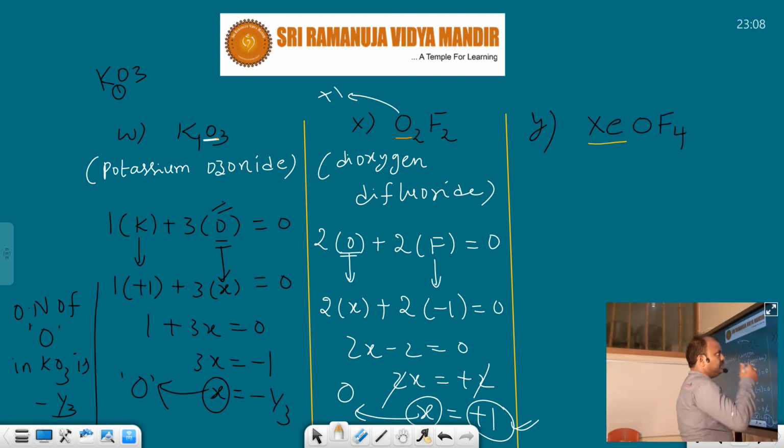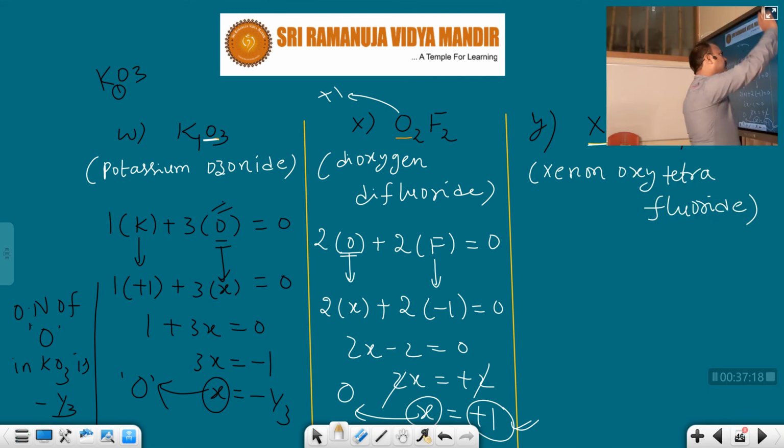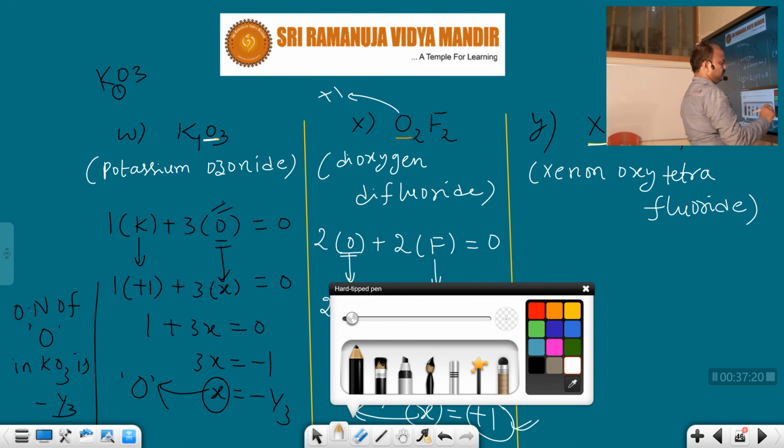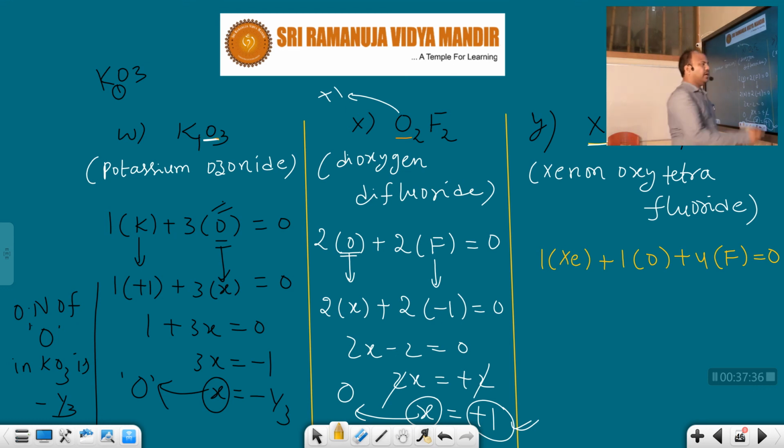Next one will be given, xenon oxy tetrafluoride. Compound name what is? Xenon oxy tetrafluoride. In this compound we have to find the oxidation number of xenon. How to do it? XeOF4. So 1 xenon, 1 oxygen, 4 fluorines, is equal to 0. We have to find the oxidation number of xenon. We don't know. Say X.